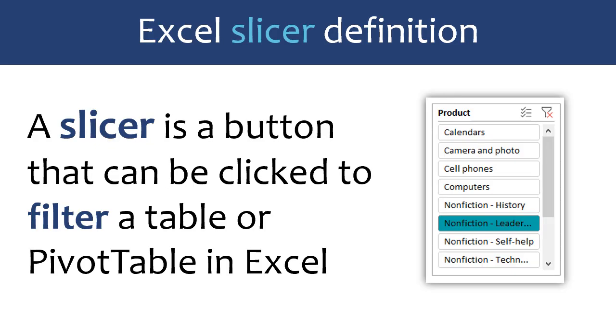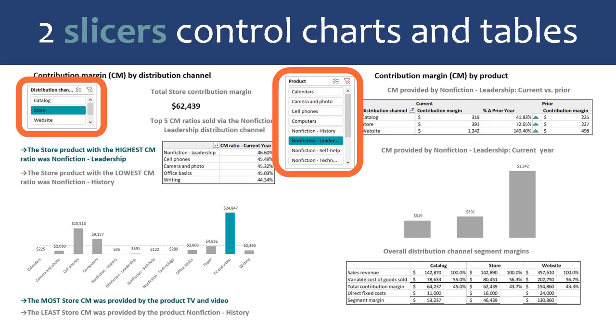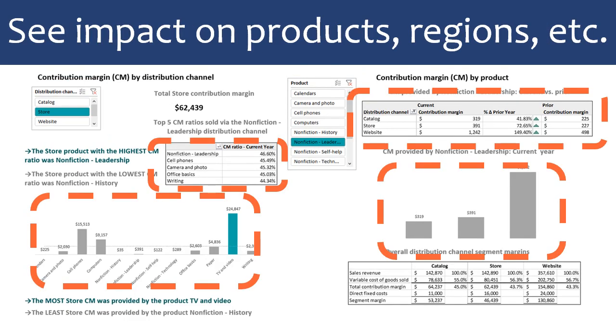Remember that a slicer is a button that can be clicked to filter a table or pivot table in Excel. It also allows you to quickly see what filter criteria are currently being used. In this interactive Excel dashboard, there are 2 slicers to filter the data, one for distribution channel and one for product. When those slicer buttons are clicked, the charts, dynamic headings, and tables change. Click on each of the slicers and observe how the related charts, tables, and other information change.